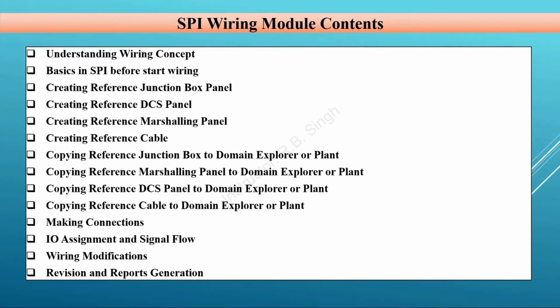What we learn in this module: first of all, we will understand the wiring concept, then we will see the basic things in SPI before starting work in SPI for wiring, and then creating the reference junction box panel, the reference DCS panel, the marshalling panel and the cable in SPI. Again, we will see how to copy the reference junction box, marshalling panel, DCS panel and cable to the domain explorer or the plant we are working on.